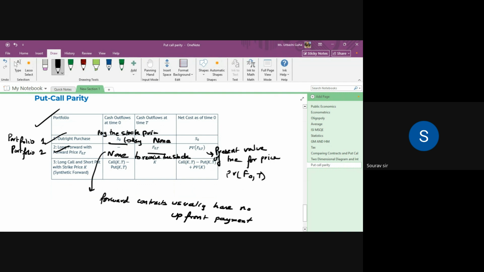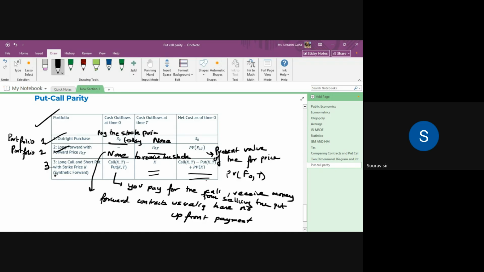And what is portfolio 3? Long call and short put with strike price. Cash outflow at time 0 is call minus put, meaning you pay for the call and receive money from selling the put. Cash outflow at time T: you pay the strike price regardless of market outcome. You end up buying the stock at K. And net cost today is this.